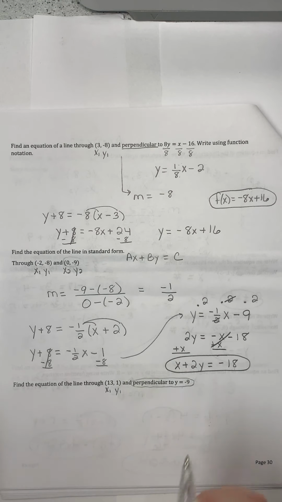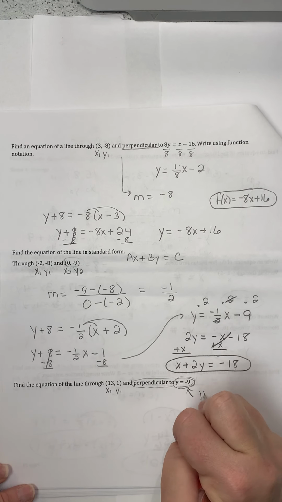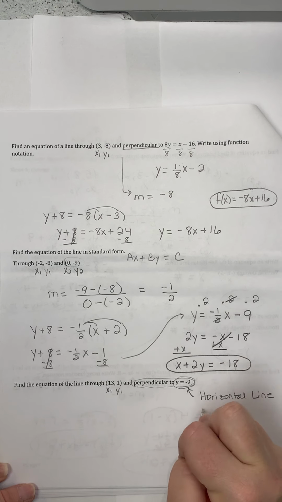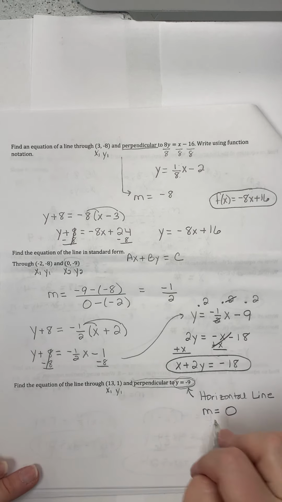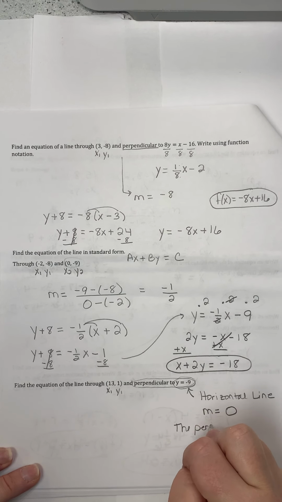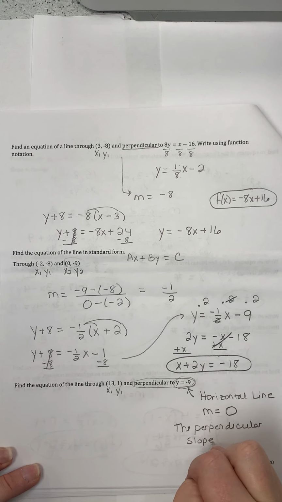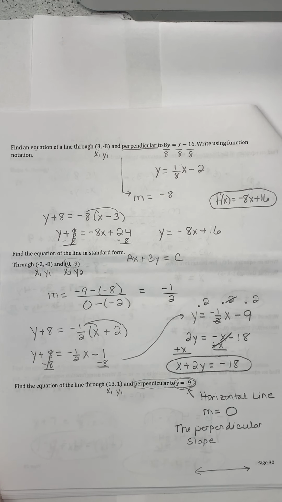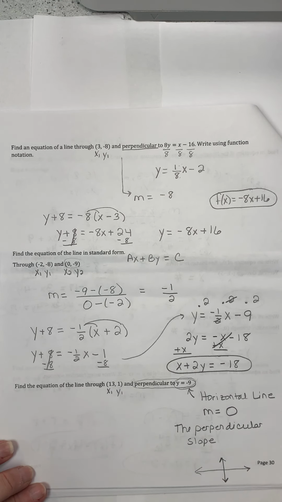But you do know the slope to this, because this y equals a number is a horizontal line. And what's the slope for every horizontal line? 0. The perpendicular slope for a horizontal line, let's think about this. Here's our horizontal line. What would make a 90-degree angle with a horizontal line? What line are we looking for? A vertical line. A vertical line.